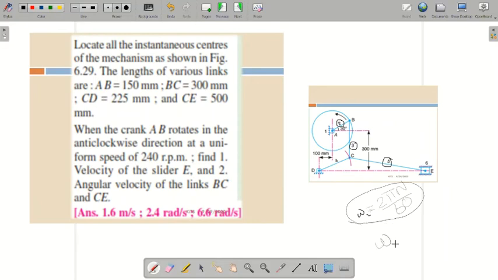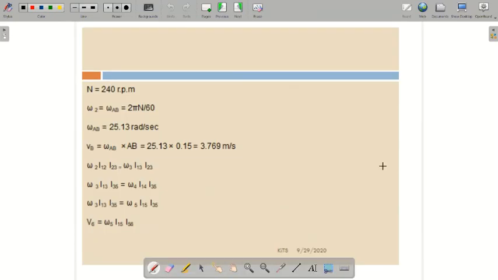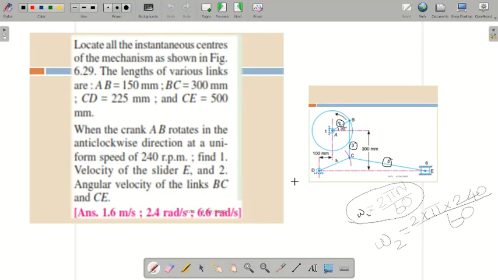So omega 2 equal to 2 into pi into 240 divided by 60. The answer is 25.13 radian per second. So we got the angular velocity of link 2.